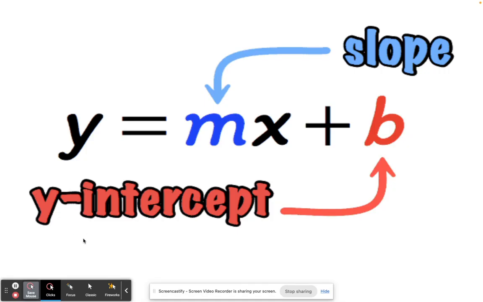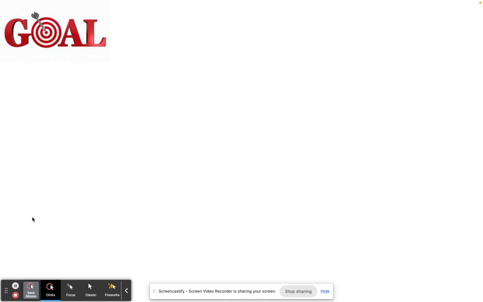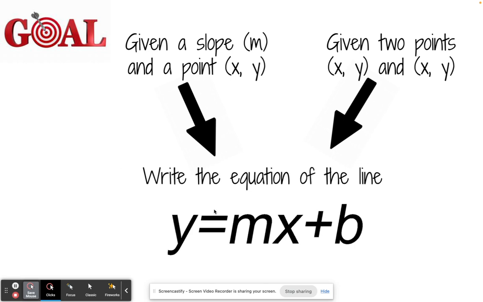As you recall, our slope-intercept form is made up of two important parts. It's y equals mx plus b, where the m represents our slope and the b is our y-intercept, or in other words, where our line crosses the y-axis. So I'm not going to do the review. Our goal is, if I'm given a slope and a point, I'll be able to write an equation of a line, or if I'm given 2 points, I should be able to write the equation of a line.